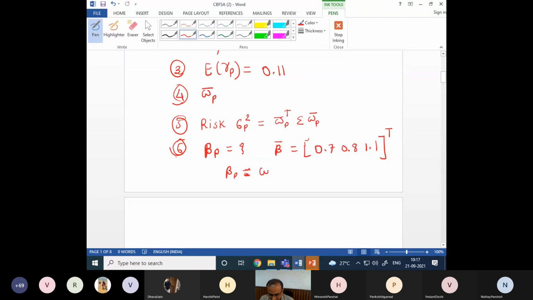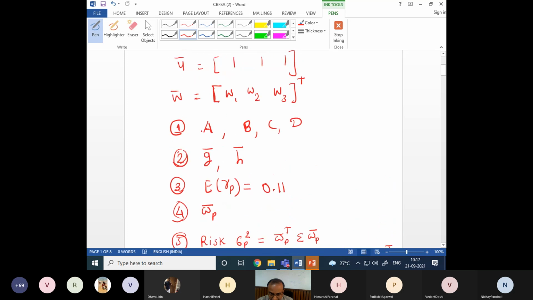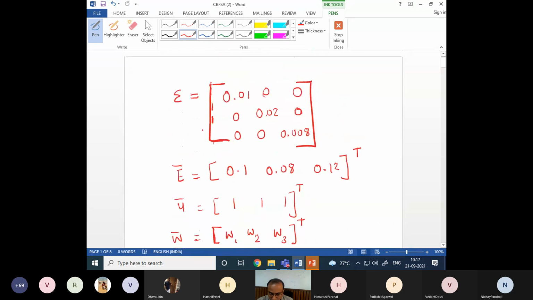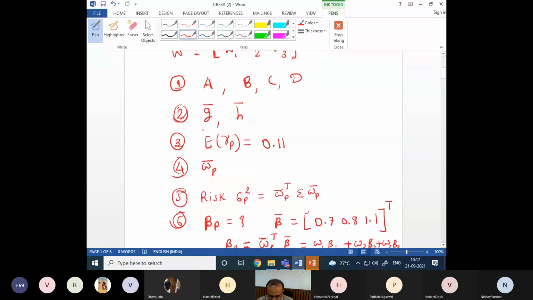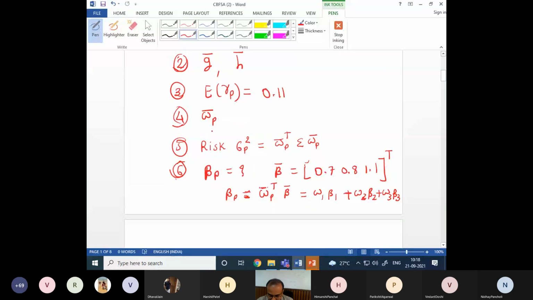What will it be? It is WP transpose multiplied by beta. That is nothing but W1 beta 1 plus W2 beta 2 plus W3 beta 3. That's it. Right? Now let us solve this using MATLAB. You have to write only this in your solution. It is not more than even a half page. This is just a full page because I have written it with a larger font in this Word document. If you write it in your notebook, it is not even a half page, right?